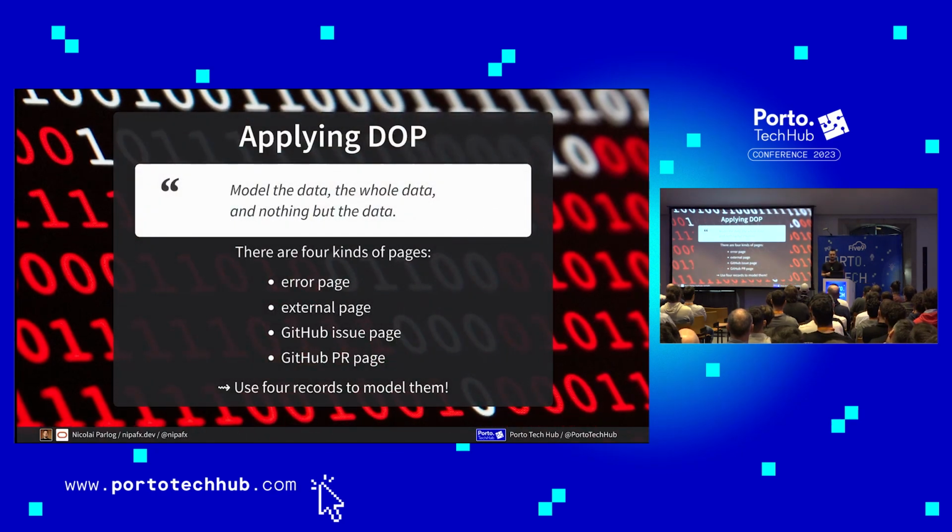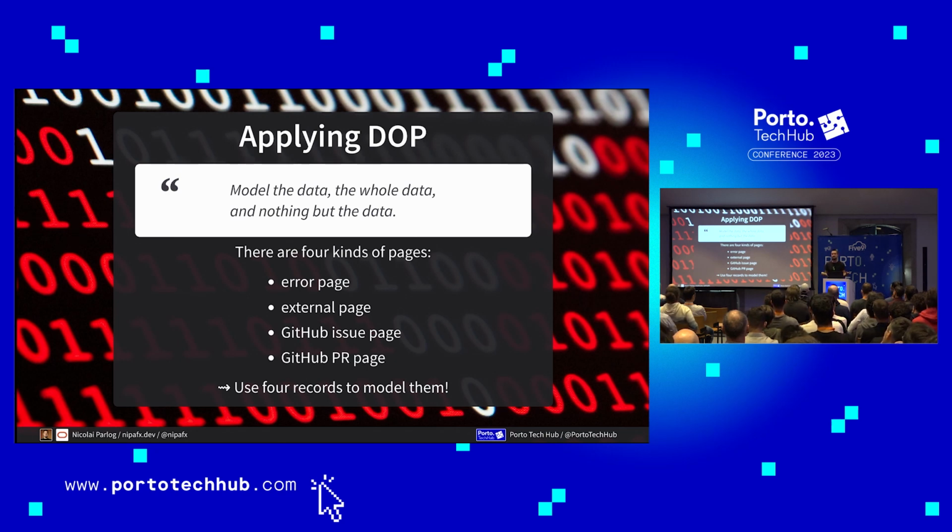So let's start. Let's apply data oriented programming principles. Model the data, the whole data, and nothing but the data. That was the first, and probably the key guideline. We're going to focus on the first part for now. Model the data. What's the data? Well, we have 4 kinds of pages. We have an error page. We have an external page, like if we ended up at Wikipedia or wherever. And then we have a GitHub issue page or pull request page.